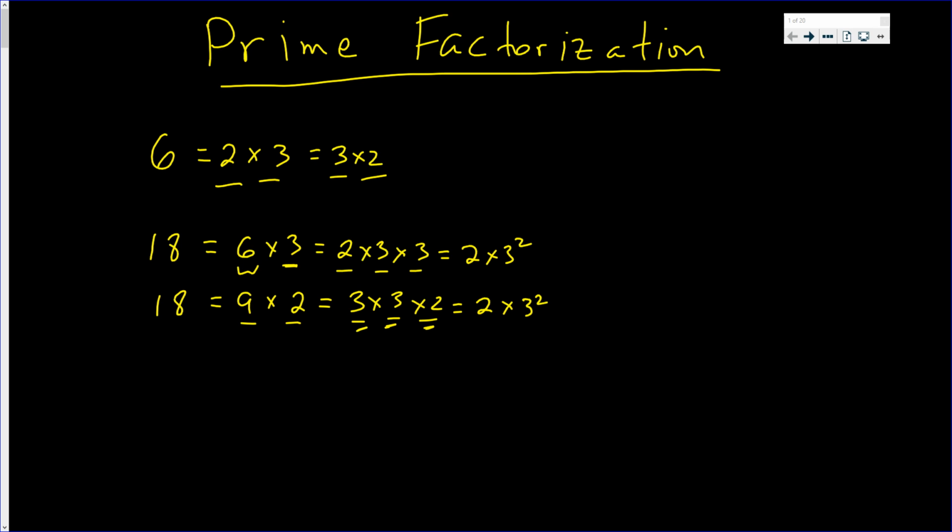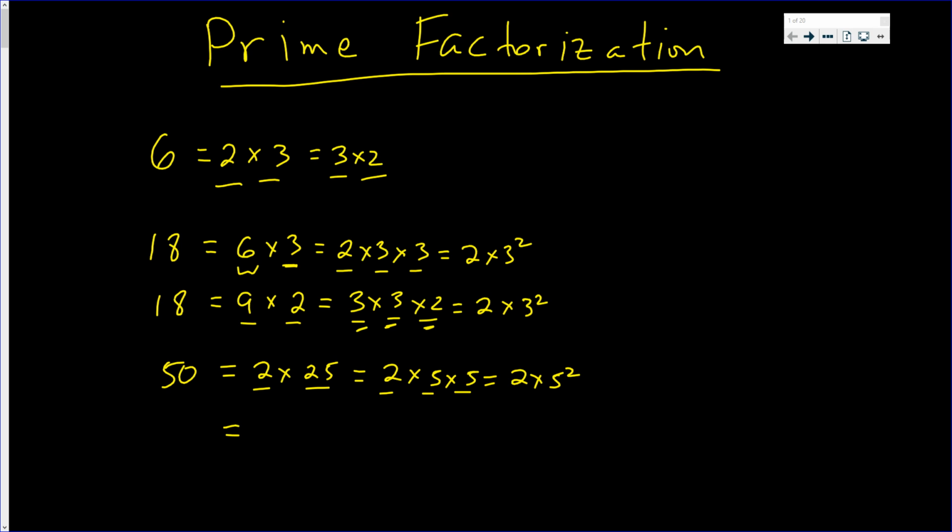Same thing. It's unique. For example, if you had 50, somebody may say, oh, that's 2 times 25. 2 is prime, but 25 is not. 25 is 5 times 5, and those numbers are prime. In fact, all 3 of them are prime. We found the prime factorization of 50.